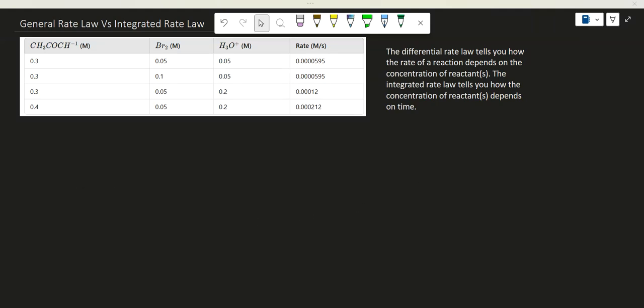Hello, welcome back guys. Today we're going to be doing a differential rate law problem plus an integrated rate law problem. I'm going to distinguish between them as two separate questions in this problem.